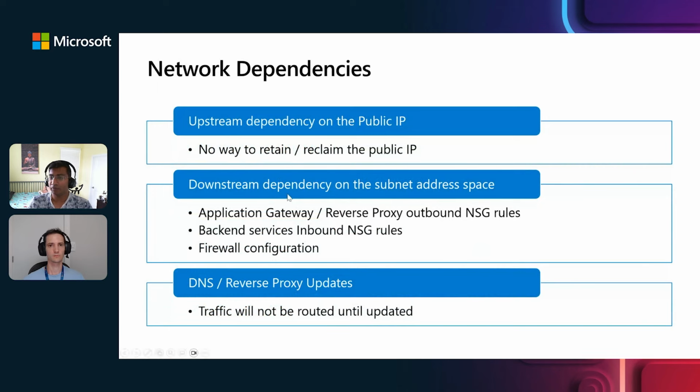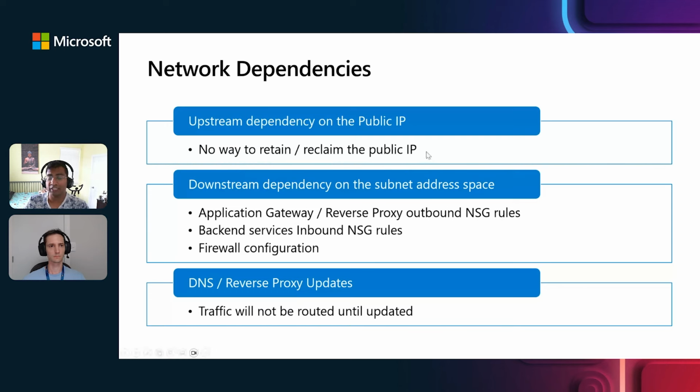Now, we talked about the second scenario on the rollback, where there could be network dependencies which could make the APIs fail. So what are these network dependencies? The network dependencies could be an upstream network dependency where they have taken a dependency on the public IP. They are allow listing traffic to that IP, and now that the IP has changed, they might be experiencing trouble, or they might be experiencing downtime.